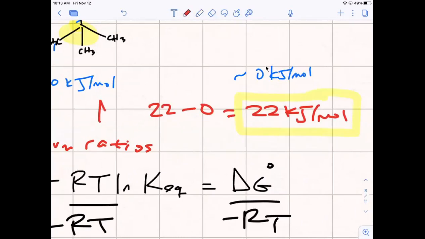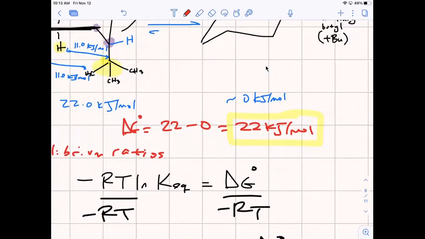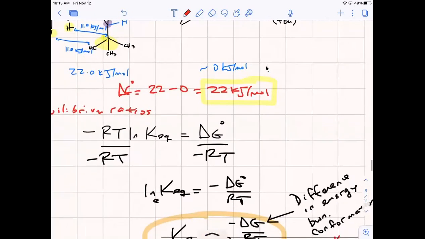Yeah, so this is delta G. It's just the difference in energy between the two conformations. So we know that. We just subtract them out and find the difference. So it's 22 kilojoules per mole, and there's no sign. Delta G is going to be positive.